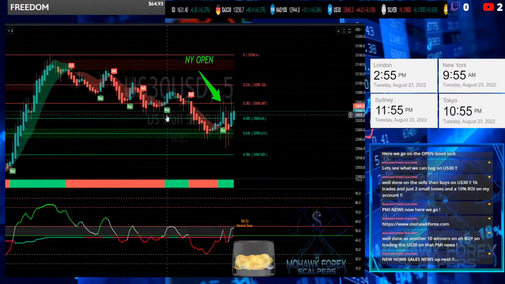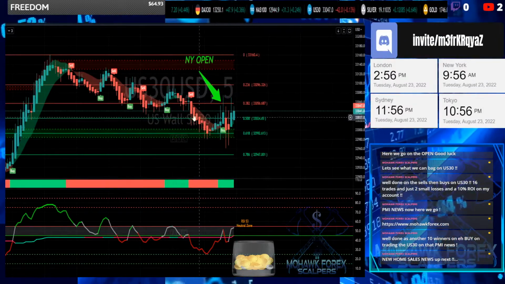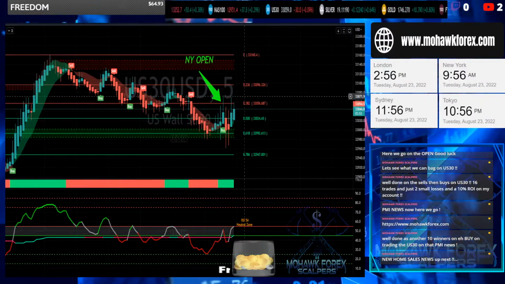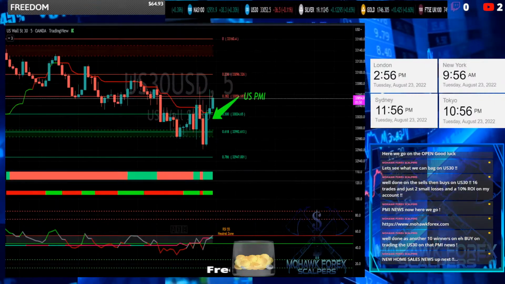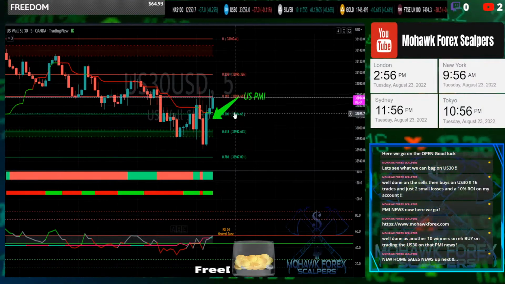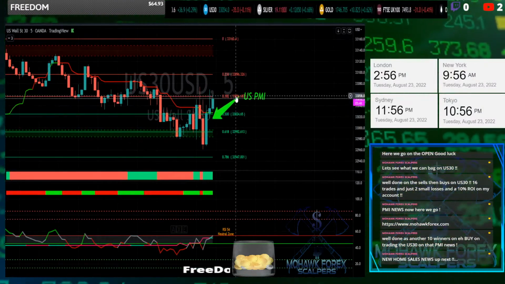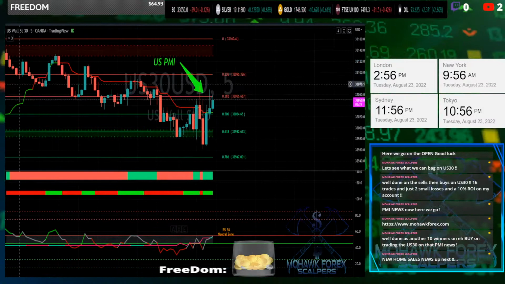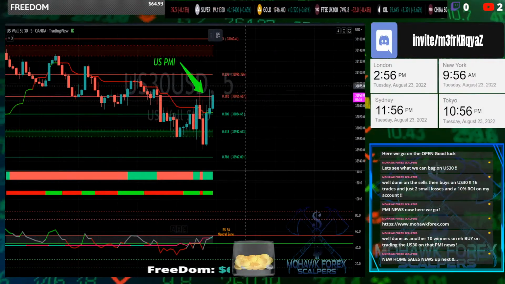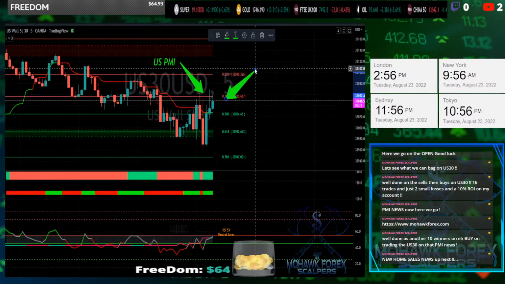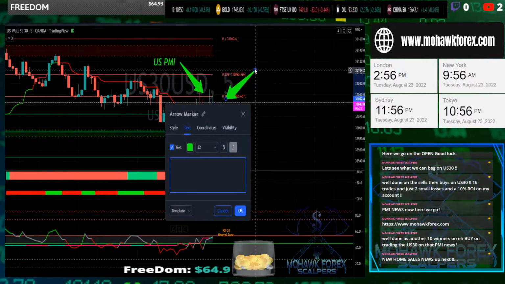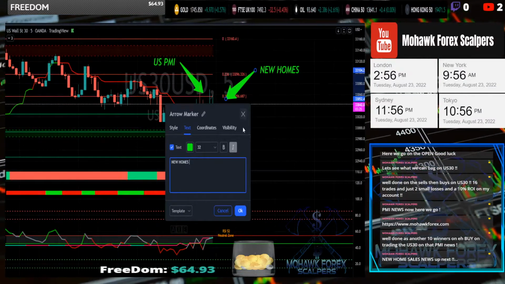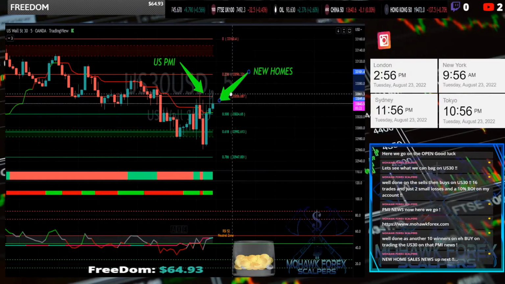So again, the Heikin-Ashis, you want to use these ones when we've got the buy-sell signals and when we're doing normal scalping. But for news events, I still like to see the real deal in terms of price action. So that was PMI, as you can see, and now we're going to get the new homes. Just going to highlight that. New homes news.